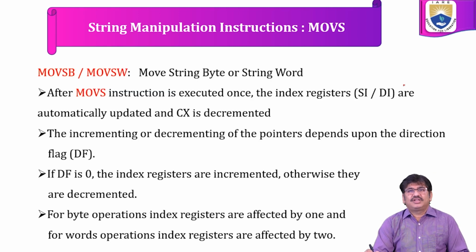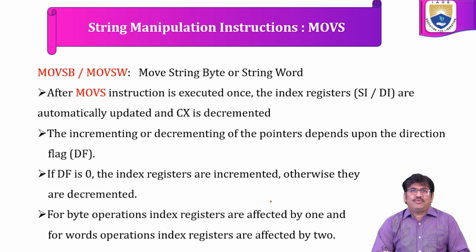After the MOVSX instruction is executed once, the index registers, that is source index register SI or destination index register DI, are automatically updated and CX is decremented. The incrementing or decrementing of the pointers SI or DI depends upon the direction flag. If the direction flag is equal to 0, the index registers are incremented, otherwise they are decremented.